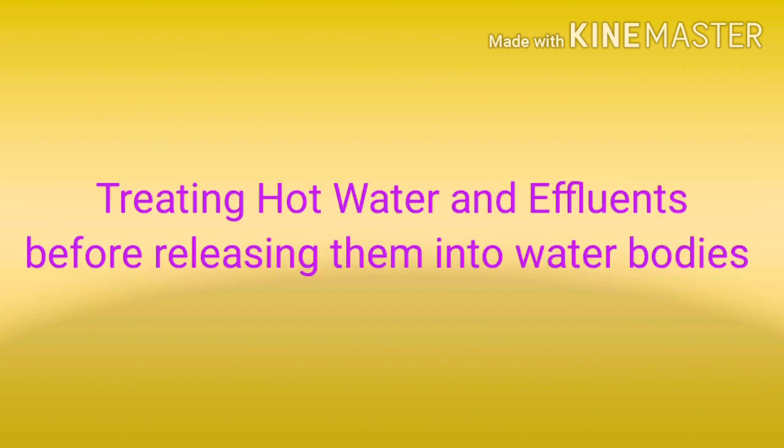The third suggestion or way to control environmental degradation is treating hot water and effluents before releasing them into water bodies. It means that we want to cool the hot water and other waste before dumping it directly into our water bodies. Otherwise, it will destroy the aquatic life of our water body. So, we want to cool it and dump it into our water bodies.